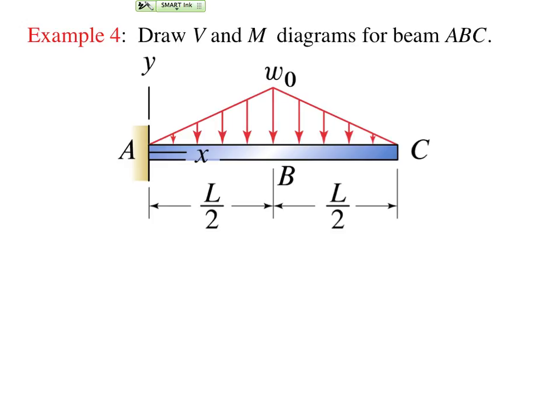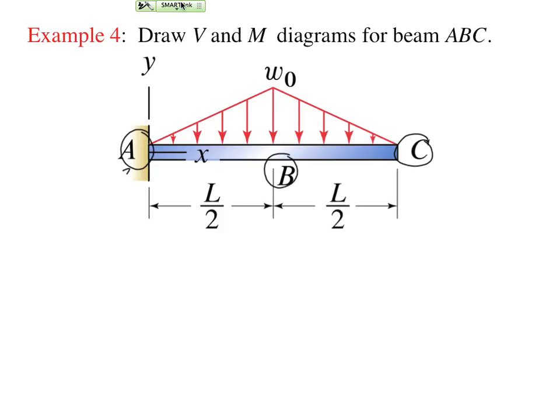Here we can combine elements of the equilibrium and integration approaches. First, we want to identify key points where we can identify values of V and M. And that's pretty straightforward here. The key points are A and C, where we have the beginning and end of the beam, but also B, where the nature of the distributed load changes.